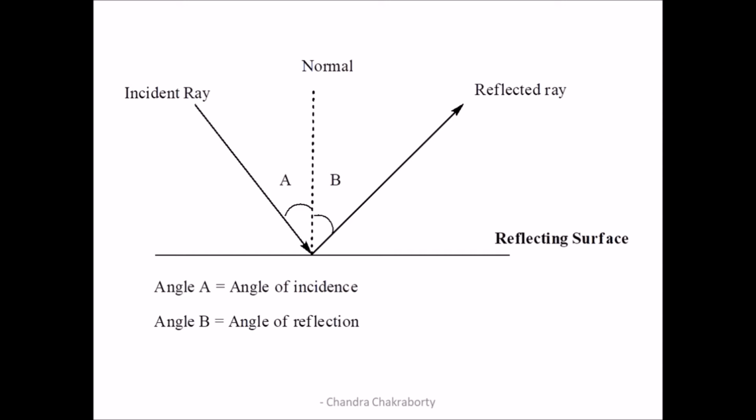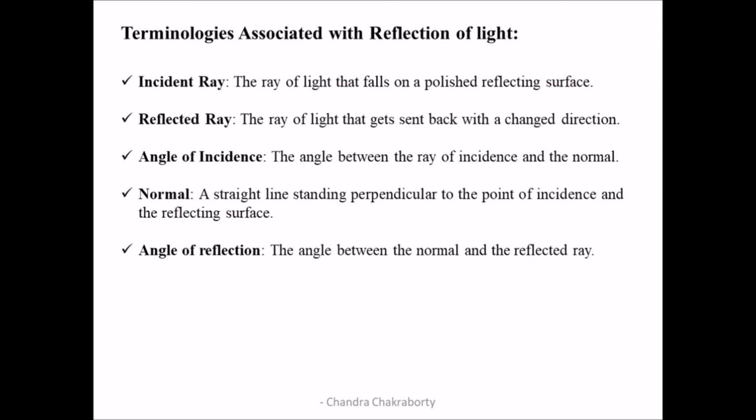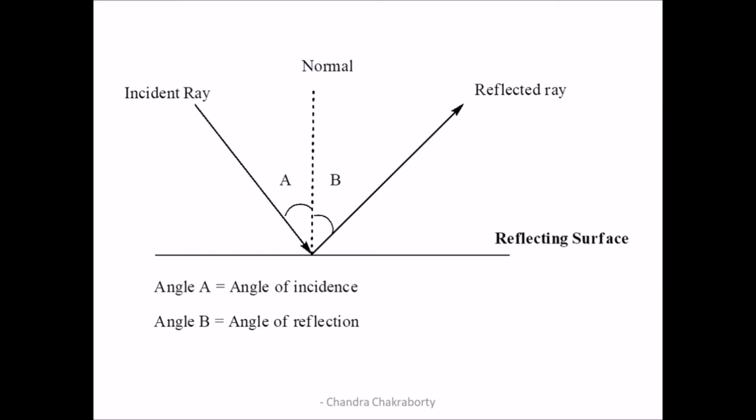Now let's get back to these terminologies. First, what is the incident ray? The ray of light that falls on a polished reflecting surface is called the incident ray. In this picture, you can see that there is an incident ray that is striking the reflecting surface.